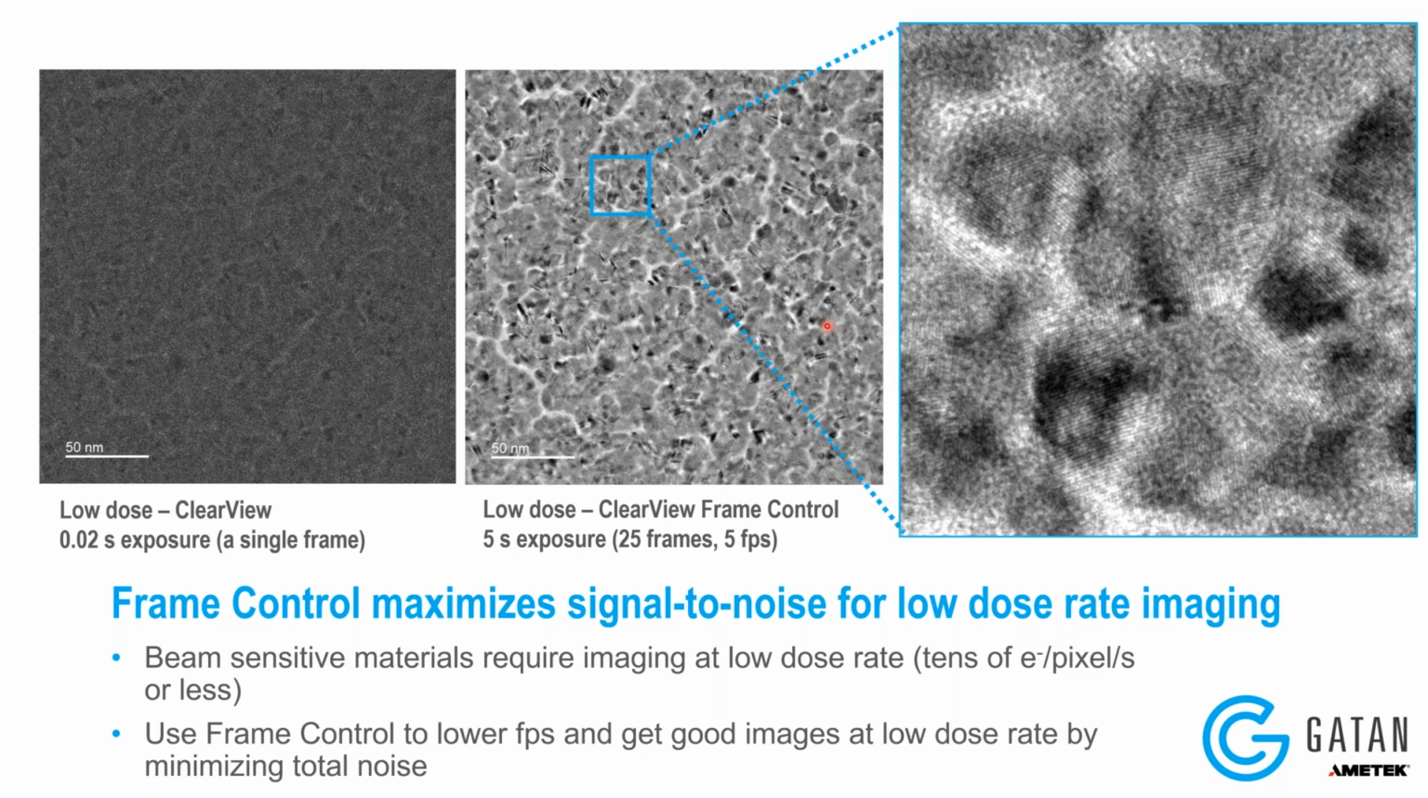And so because again, this is a 4K by 4K camera, just like the OneView, we can zoom in on a smaller area and still see really fine lattice detail here on the right of the image, which is a really great ability to take a low beam dose condition, a low dose rate condition, and still get good images from your sample from a scintillator camera.